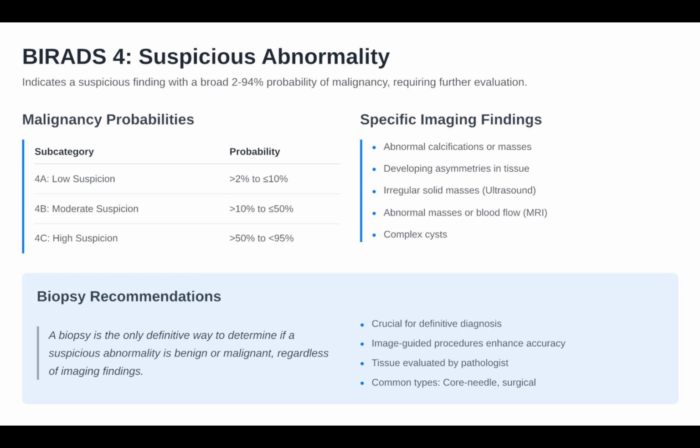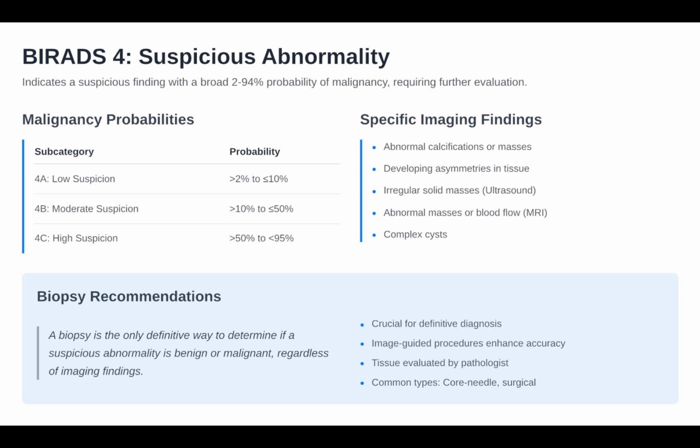Specific imaging findings for BI-RADS 4 can therefore vary widely but generally include new or enlarging masses with irregular or indistinct margins, new or changing clustered microcalcifications, or architectural distortion without a clear mass. The malignancy probabilities associated with each subcategory are crucial for guiding clinical judgment and prioritizing follow-up.